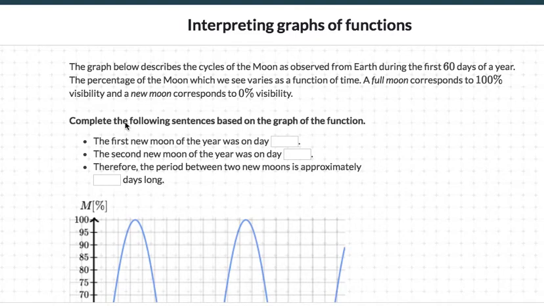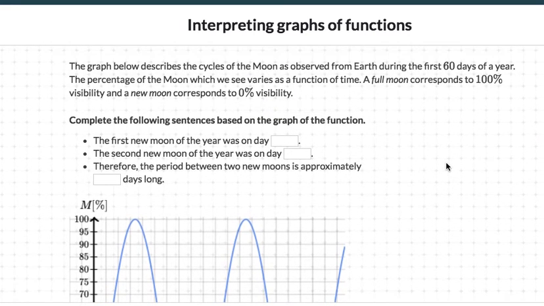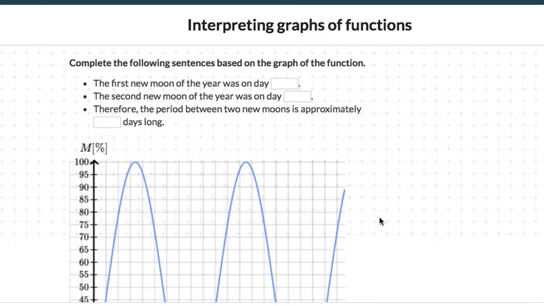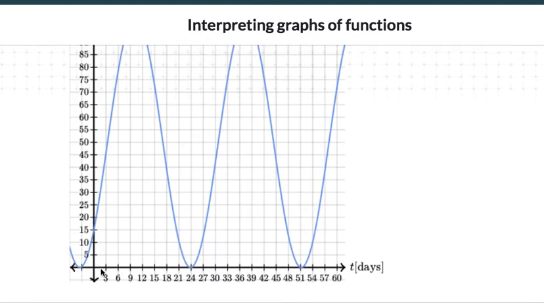Okay. The following sentences are based on the graphs of the function. The first new moon of the year was on day what? Well, let's be careful. The first new moon of the year, let's read this again, during the first 60 days of a year. Well, let's look at the graph. Here's the first 60 days of the year. Day 3, day 6, day 9, and so on up to day 60. Don't assume that this is the first new moon of the year. Quite the contrary. This is the last new moon of the previous year. So be very careful that you're not choosing this one right here.